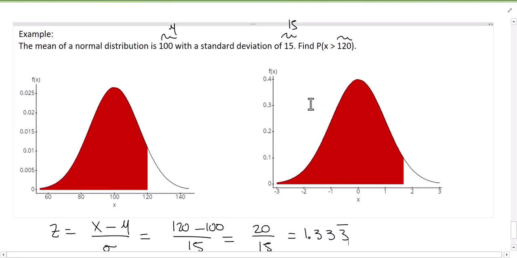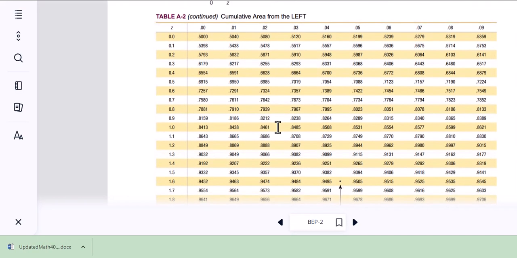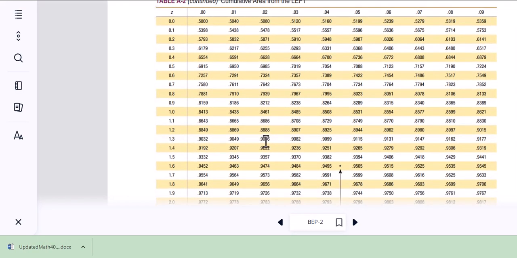So we want, oh, my shading is different. We want the probability that x is greater than 120. So I should really have shaded the other way. So we want this probability. And so we will look up our z-tables for that. So we will look up 1.33. So 0.9082 will be the area for x greater.